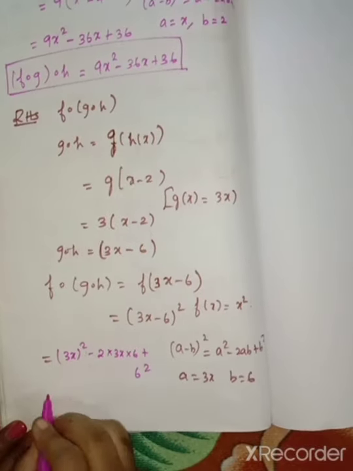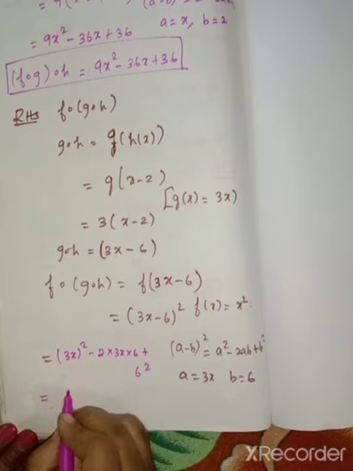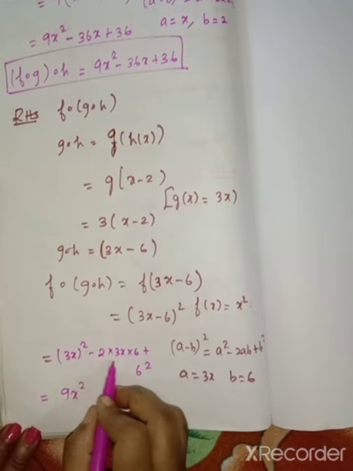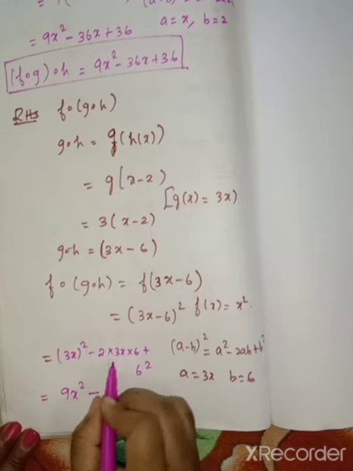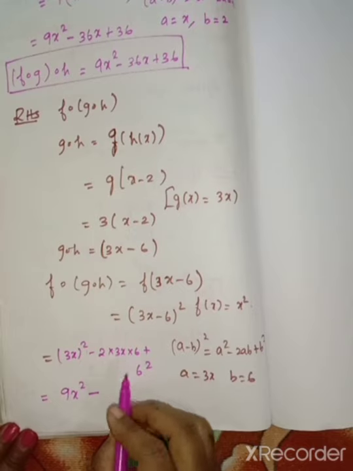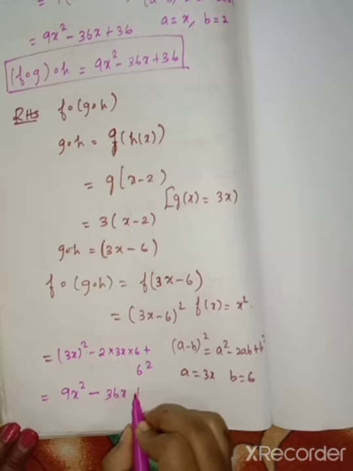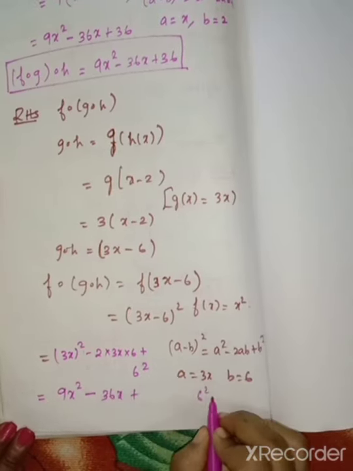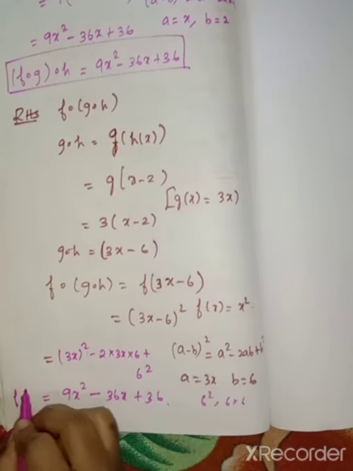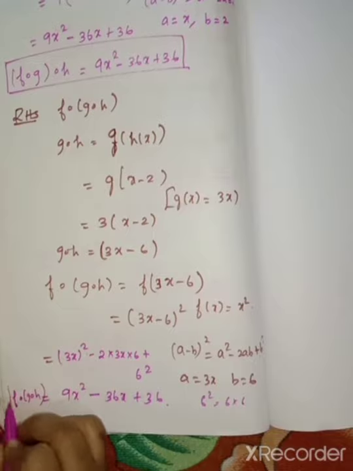So here square means we write 3 square, 3 3s are 9, x squared, minus into plus is minus. Now we want to multiply. So 3 2s are 6, 6 6s are 36x, plus 6 square means 6 into 6, so 6 6s are 36. This is f of g of h.